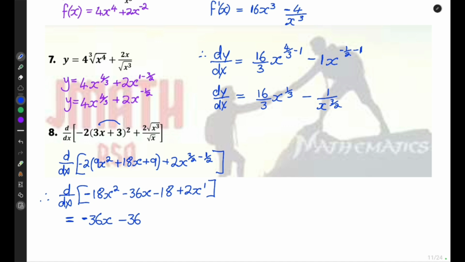The 18 doesn't have an x, so I immediately know. Okay, just don't, in your test, don't scratch it out like that. I just wanted to do it for you guys, but rather not. So the 18 doesn't have an x, so it's not even going to the derivative. And then lastly, plus 2, and then times 1 just gives me a plus 2, x to the power 0, so I don't need to write it. Final answer for this would then be minus 36x minus 34.